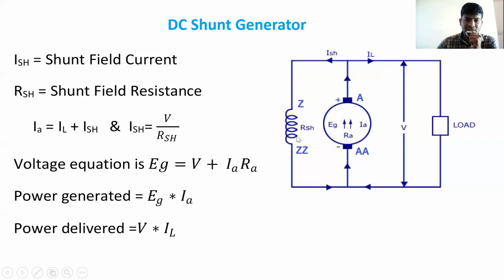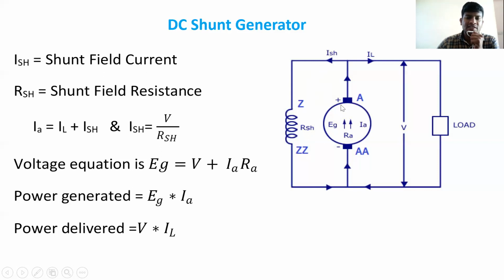And what is the resistance of the field? That is RSH. In a parallel connection, across the parallel branches, the voltage is the same. That's why here the load voltage is V, which means the terminal voltage is the same across the shunt field branch. That's why the current ISH equals voltage V by RSH.